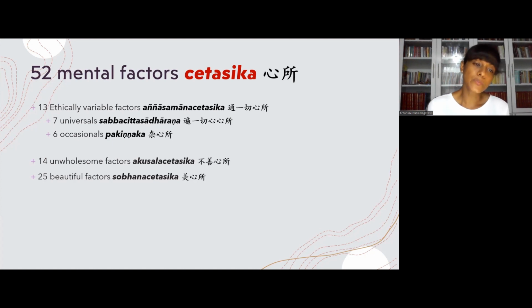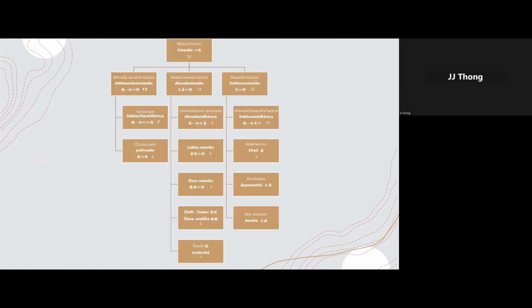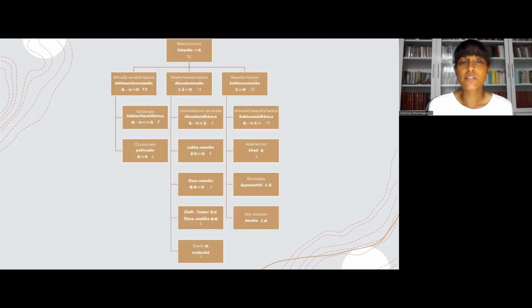The next group are the 14 Akusala Chetasika, or the unwholesome factors. And finally, we have the 25 Sobana Chetasika, or beautiful factors. Now, this chart shows how the Chetasikas are distributed. It's almost the same as what I mentioned before. However, we have further broken down the Akusala Chetasika and the Sobana Chetasika.